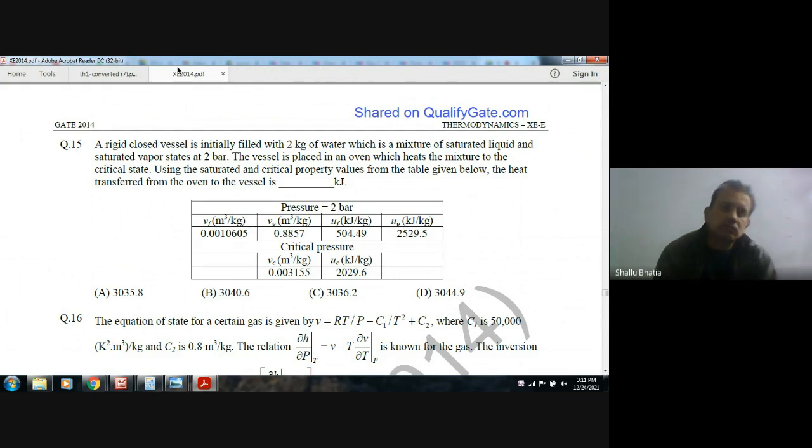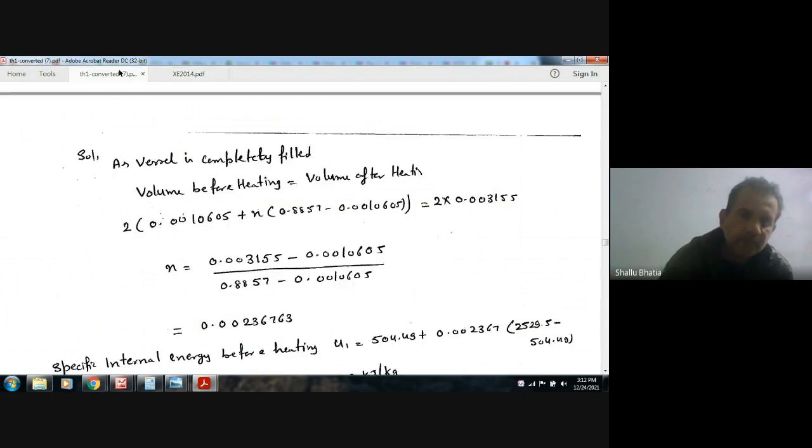So when heating takes place, the heating takes place at constant volume, because no change in volume and no change in mass has been observed. So the specific volume will remain the same. So the process is a constant volume process with heat addition. So volume before heating will be equal to volume after heating. After heating, it occupies the critical volume, and before heating, let the dryness fraction be x.